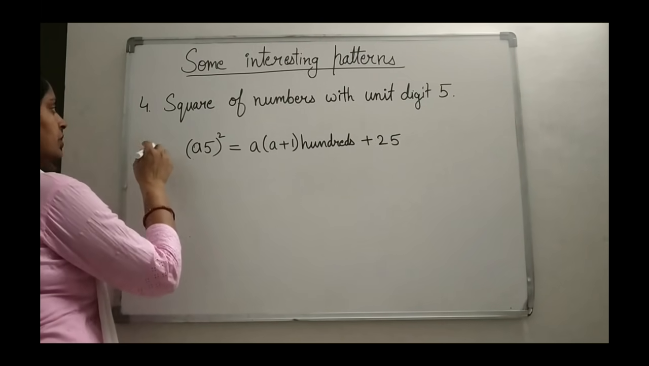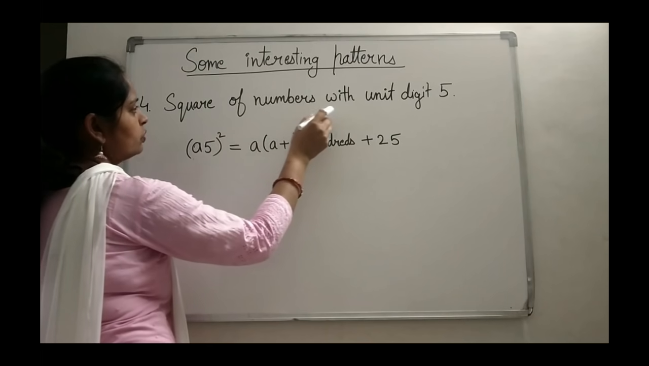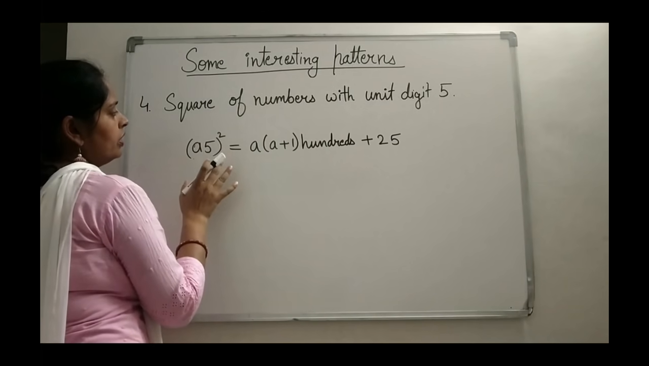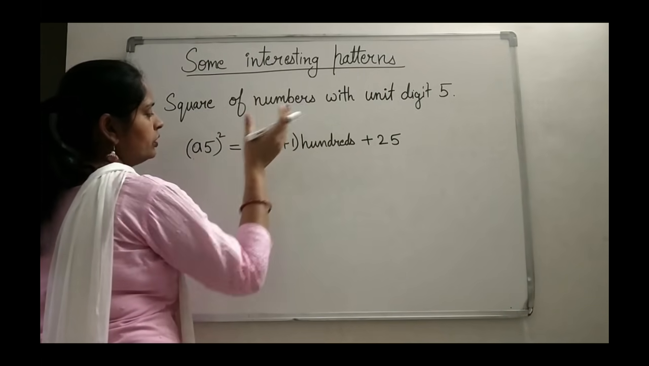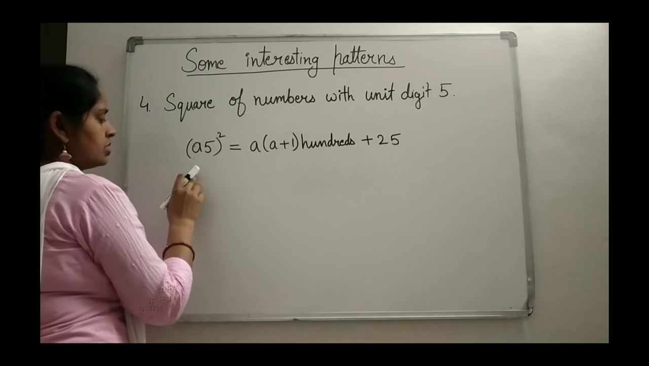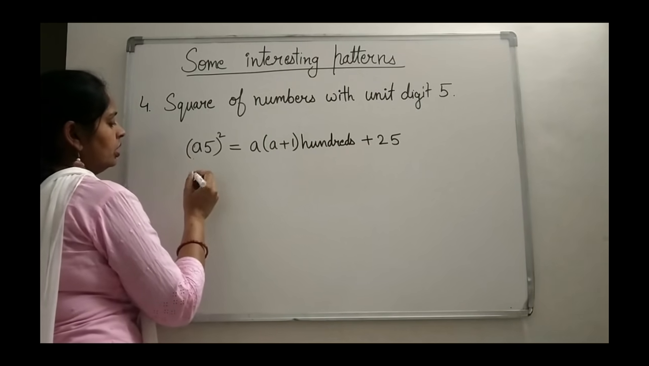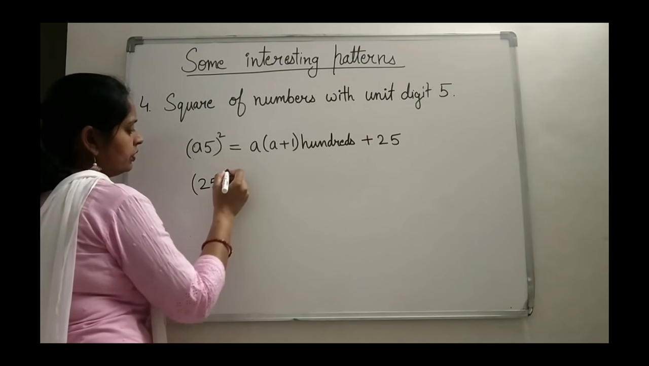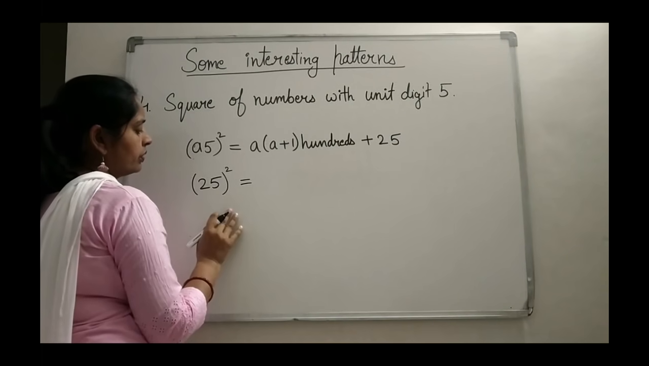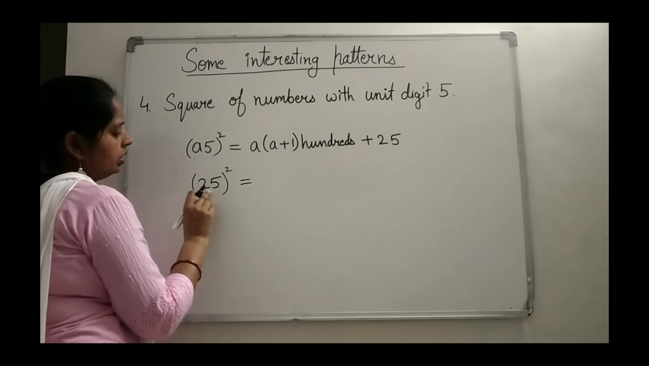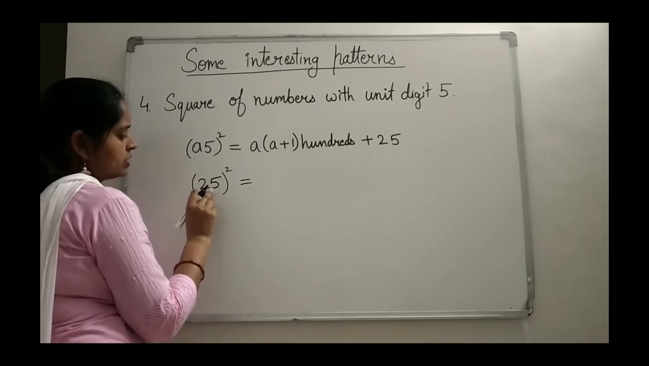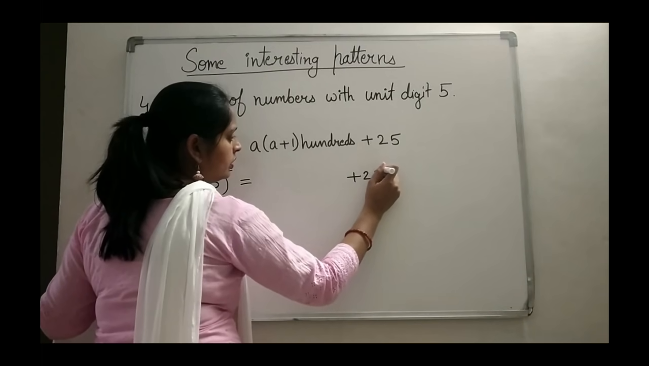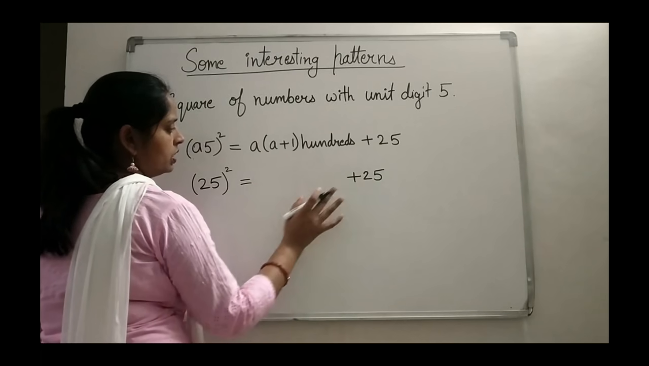Okay. Now see the 4th point. Square of numbers with unit digit 5. Like any number ending in 5, the square of that number, there is one system for it. Suppose you have the number 25. The number is ending in 5. So the square of 25 will be equal to what? Whatever is there just before the ones place, the ones place is 5, so you add 25. The ending will be plus 25, right?